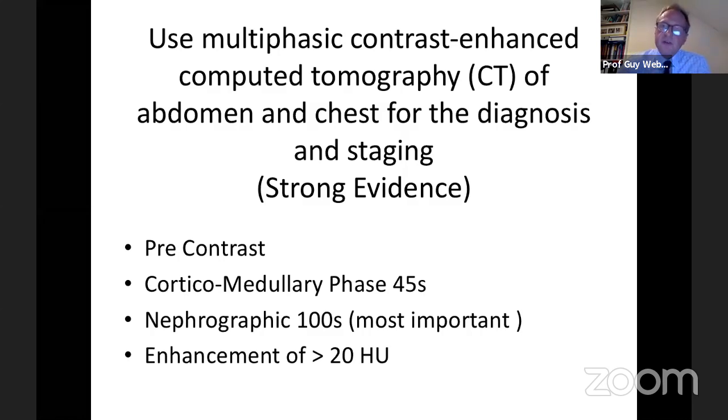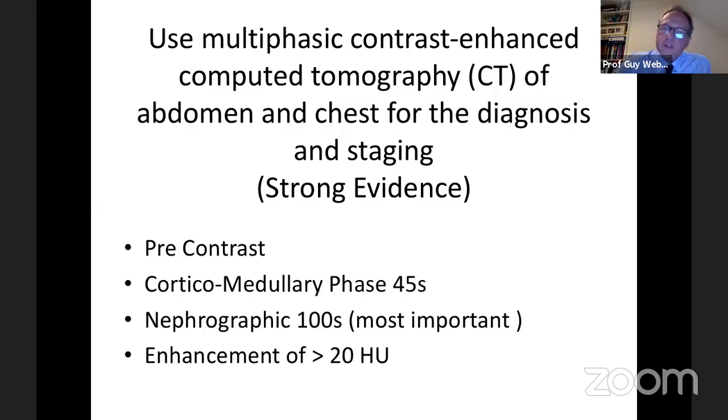So we have very good evidence, which I've based on EAU and AUA guidelines of using CT scanning, multiphasic contrast enhanced CT of the abdomen and the chest for staging. And in the UK, what we do is we call it triphasic. It's triple phase, 3 phases. We do a pre-contrast, we do a corticomedullary phase, which is about 45 seconds after injection of IV contrast, a nephrographic phase, which is the most important, after about 100 seconds.